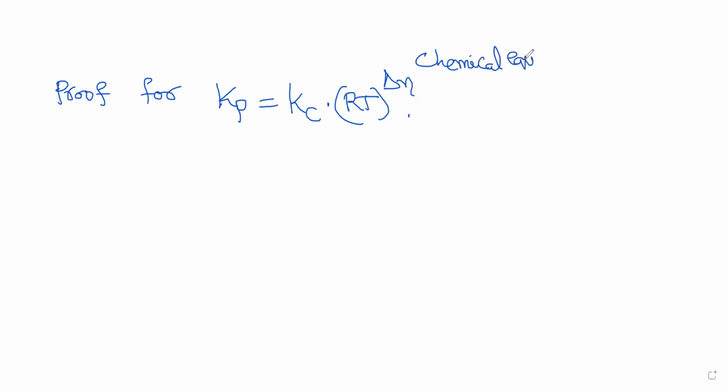Chemical equilibrium, third part. This is what we are going to solve. Kp is equal to Kc into RT power delta n. So let us see this.